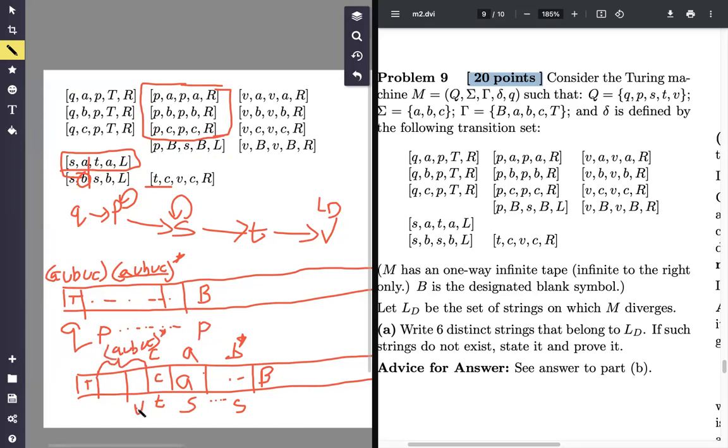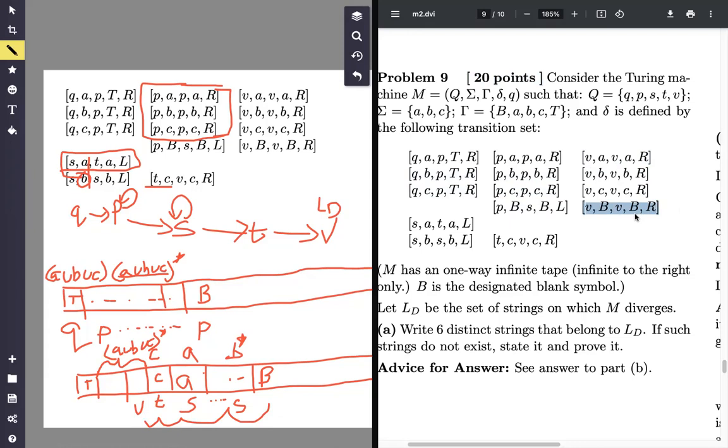Right. So if I'm in state V and I see an A or B or C, what do I do? I just keep moving to the right. But it doesn't matter, right? Because eventually I just keep moving to the right. I know I'll see a C, that's fine. I'll see an A, that's fine. I see a bunch of B's, that's fine. And then I see a blank, and then I do my blank transition, which makes me diverge.